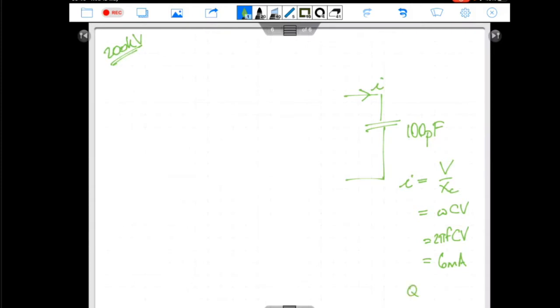Our Q is going to be what? It's going to be 200 kV times 6 milliamps. So I'm getting a rating of 1,200.